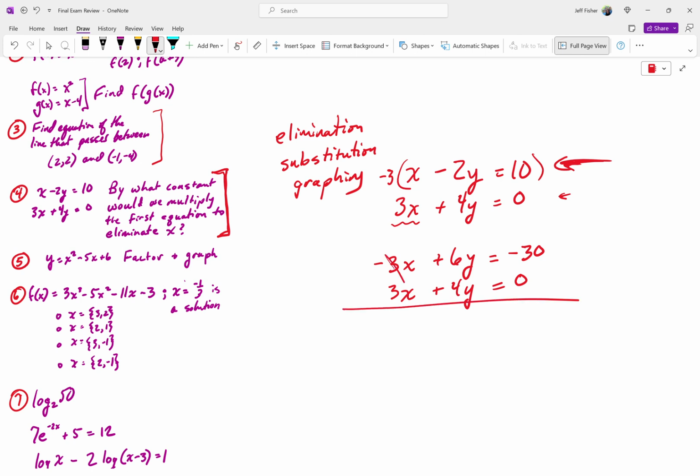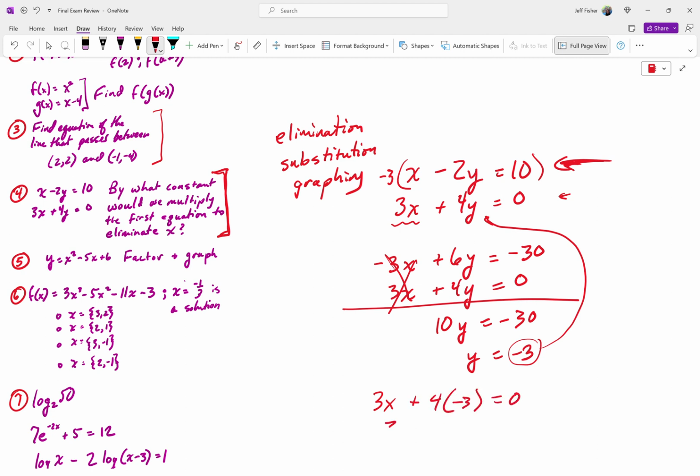We would combine those two. These guys go to 0. This becomes 10y equals negative 30. y equals negative 3. And then we could substitute this value of negative 3 back into one of the original equations to solve for x. So let's do that there. 3x plus 4 times negative 3 equals 0. 3x minus 12 equals 0.